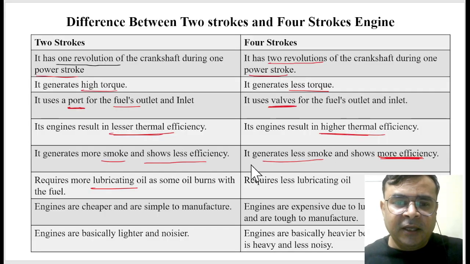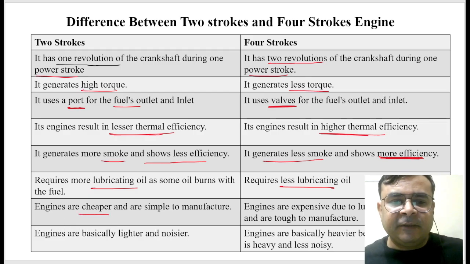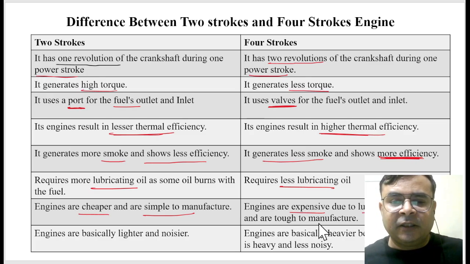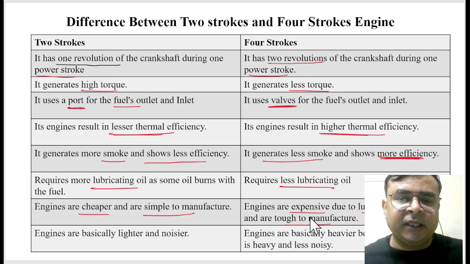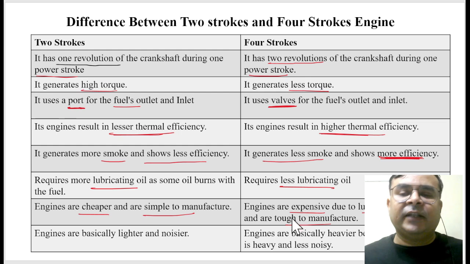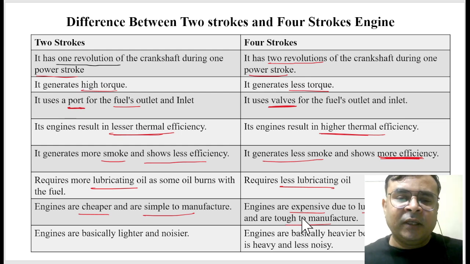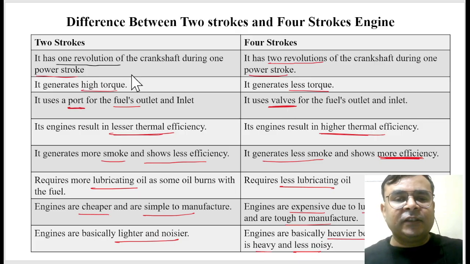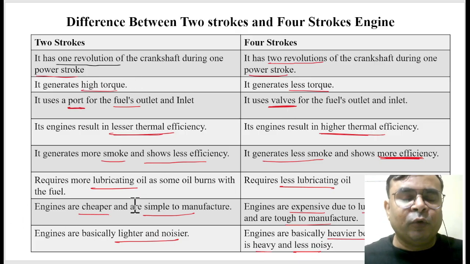Okay. Next, it requires less lubricating oil. Obviously, two-stroke engines are cheaper and simple to manufacture, and here four-stroke engines are expensive, and due to lubrication and valves they are tough to manufacture. Is it right? Obviously it is complicated manufacturing and more components are required, so its weight is high, so we get a heavy four-stroke engine. Is it right? Two-stroke engines are basically lighter and noisier, but here it is heavier, and the flywheel is heavy and less noisy. Is it right? So this is the basic difference between the two-stroke and four-stroke engine.